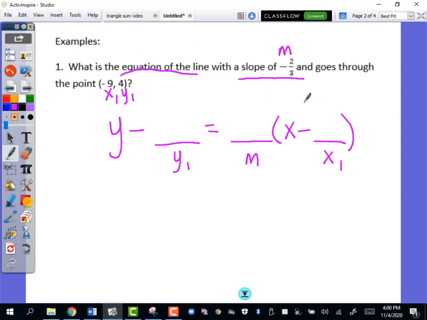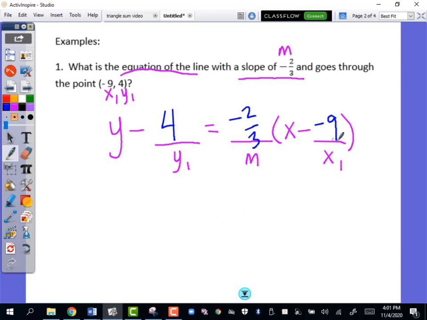So I'm going to put these numbers into this equation where they belong. So what goes right here is y1. Well, what number was y1? It was 4. So I'm going to put 4 right here. The next number is supposed to be m, the slope. Well, what number was the slope? Right here, -2/3. Okay, and then the last number is supposed to be x1. So that's over here, -9.